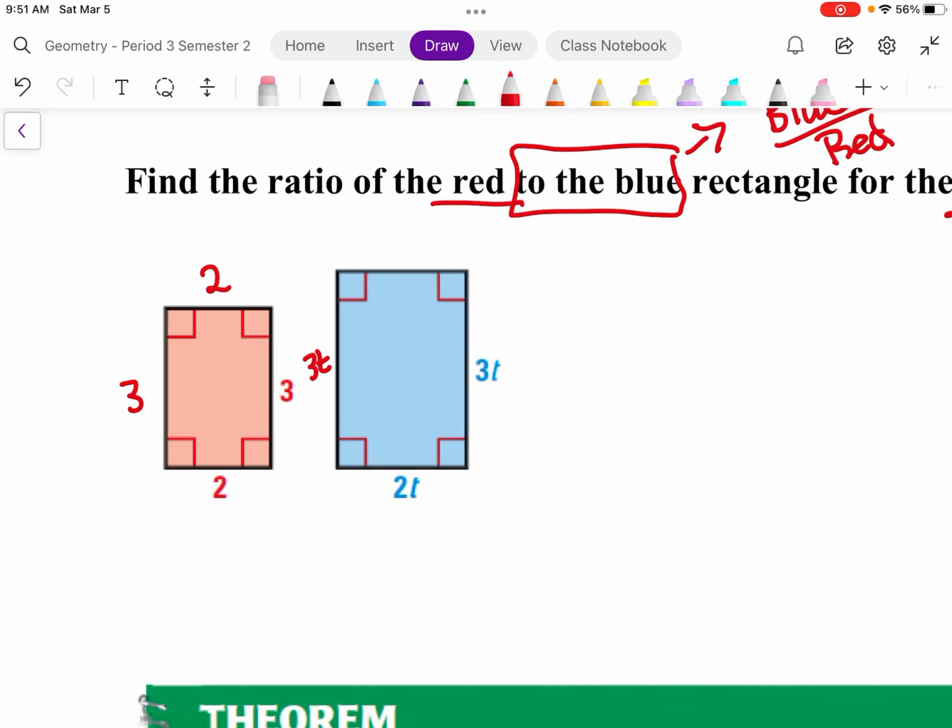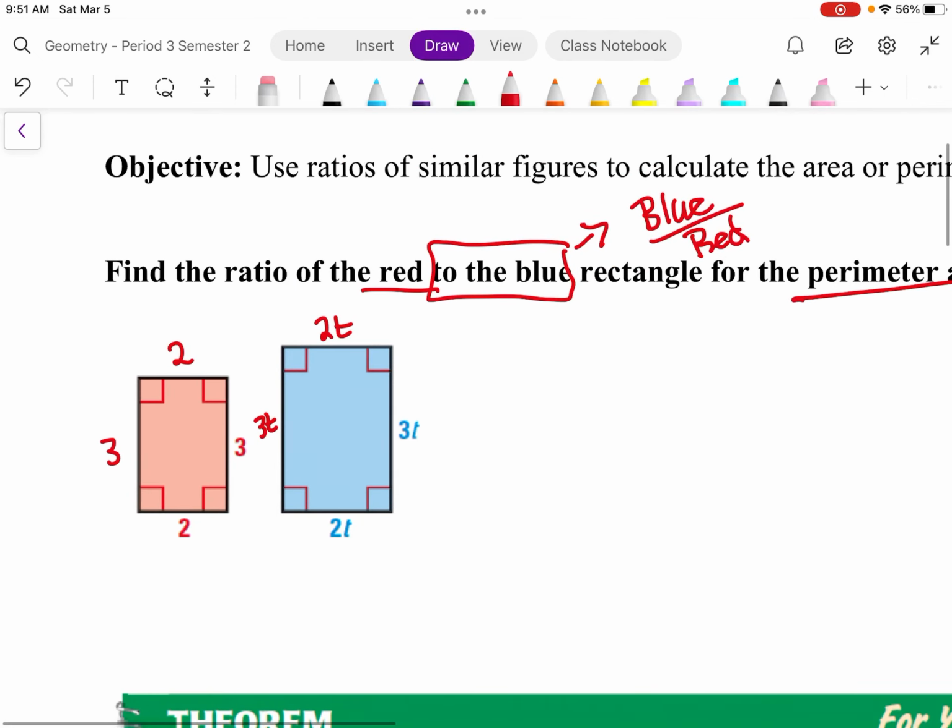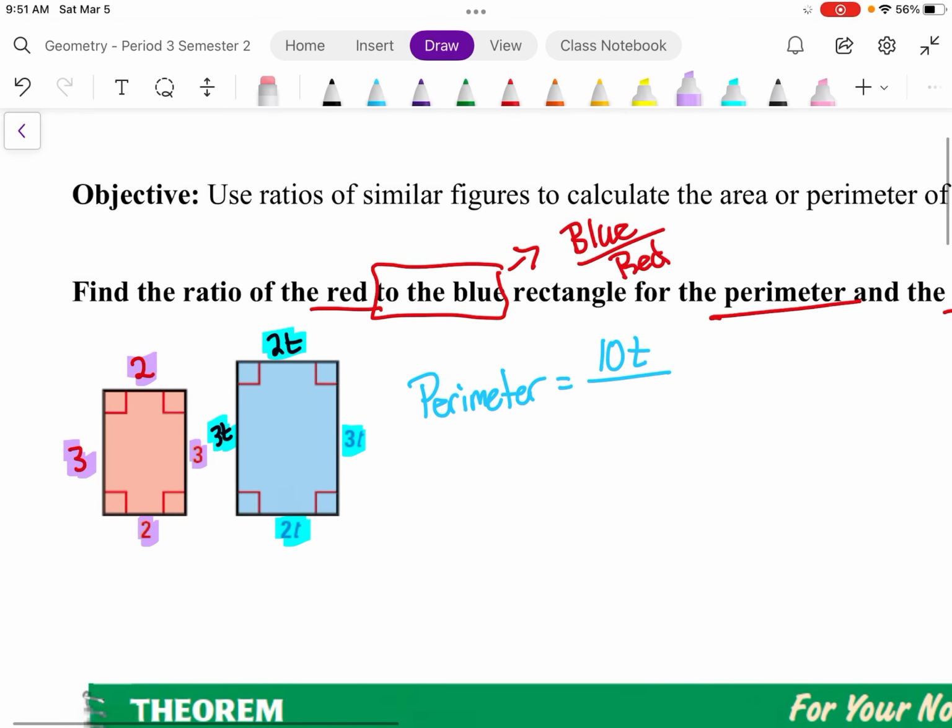We have 3t and 2t here. And we know the blue is going to go on top. So if we take 3t plus 2t plus 3t plus 2t, that's going to be 10t. So the ratio of the perimeter is going to be 10t over, if we add up on our second one, we have 3, 4, 5, 6, 7, 8, 9, 10. So on the bottom, we would have just 10.